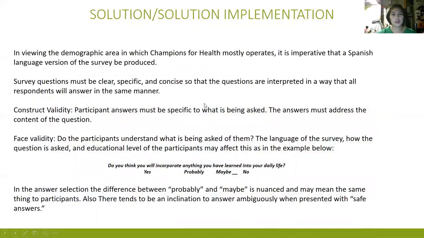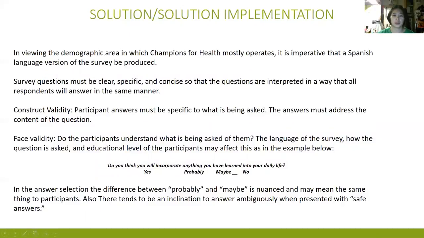Continuing on with the solution and the implementation. Again, it's imperative to have a Spanish version of this survey. The original survey does have a Spanish counterpart, and for the new one, we would have to do the same thing. So the survey questions must be clear, specific, and concise so that the questions are interpreted in a way that all respondents will answer in the same manner. And that doesn't mean they answer the same question, it's that they are answering the question that's being addressed.